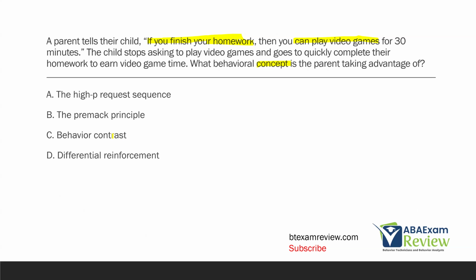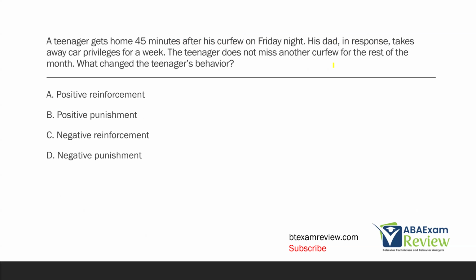So this is much more related to B, the Premack principle, where if you do something you don't want to do, then you get something you want. C, behavior contrast, has to do with two different environments where behavior is moving in the opposite direction due to reinforcement schedules, not behavior contrast here. And then D, differential reinforcement. It's not necessarily differential reinforcement, it's just a simple contingency. Finish your homework, you get to play video games. The parent is taking advantage of the Premack principle.